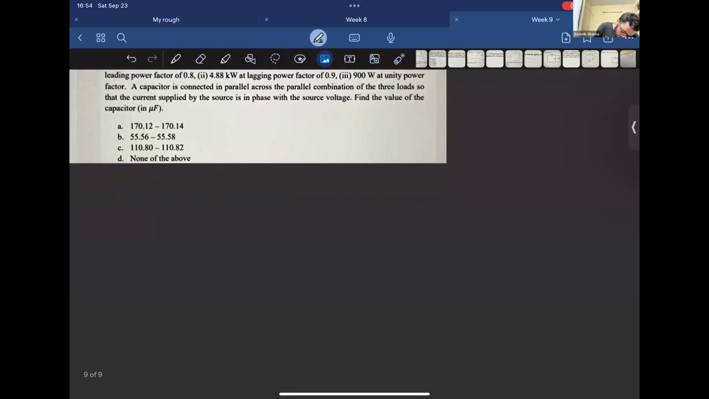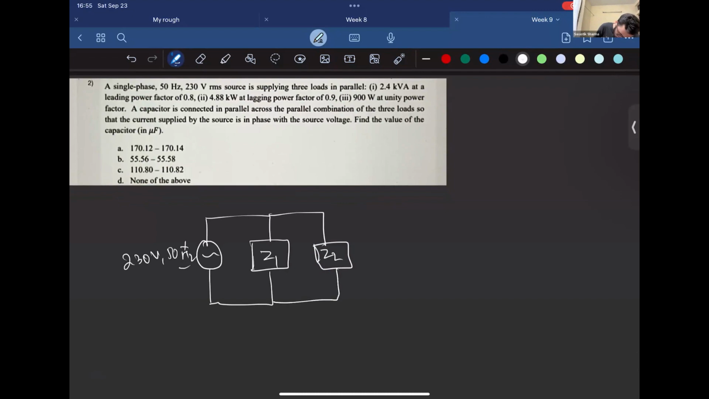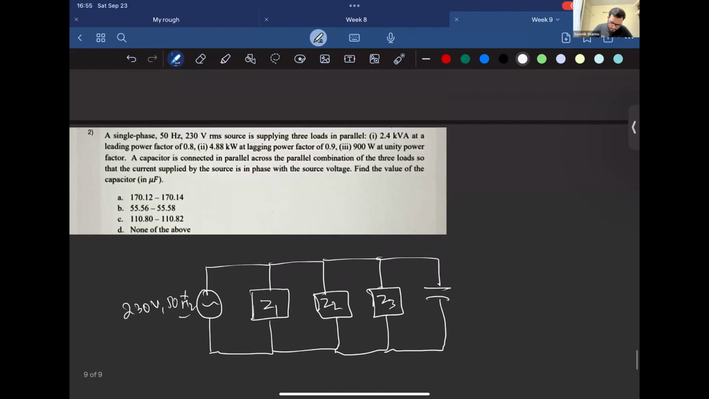So what we are given here is a source voltage of 230 volt 50 hertz, which is supplying three loads Z1, Z2, Z3, and a capacitor. And it's telling us to find the value of capacitor for which this whole thing would be maximum. So any idea how we can do this?